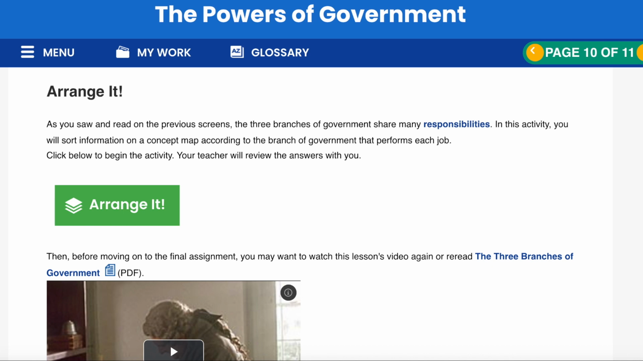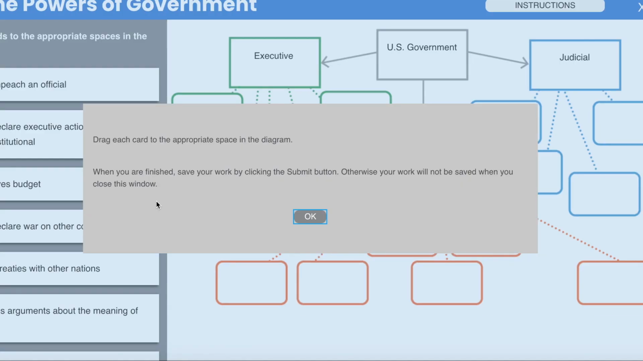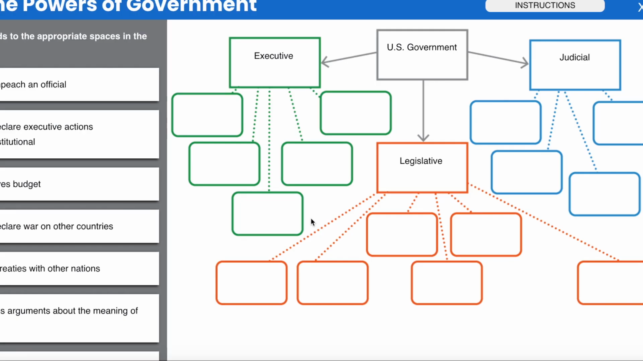Our final activity for today is a click and drag sequence. Now, this doesn't look exactly the way that your paper looks. Your paper is going to have 3 columns. On the left-hand side, you're going to see executive. In the center, you'll see legislative. And on the right-hand side, you'll see judicial.